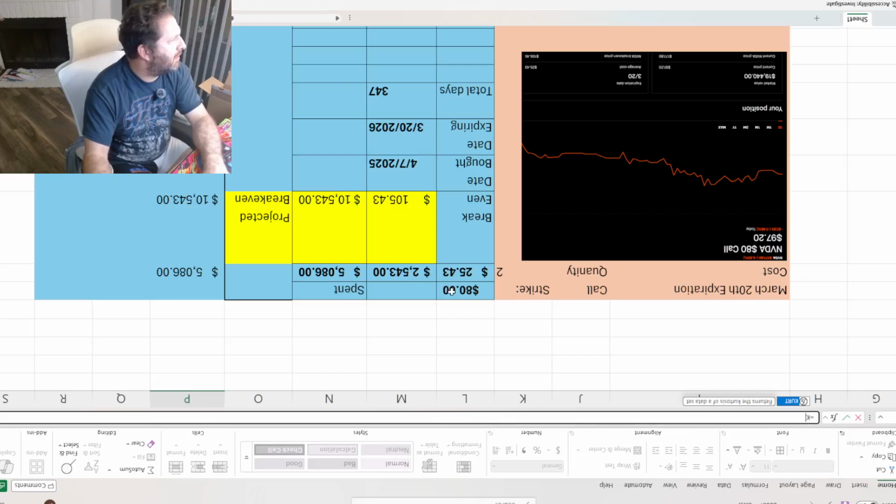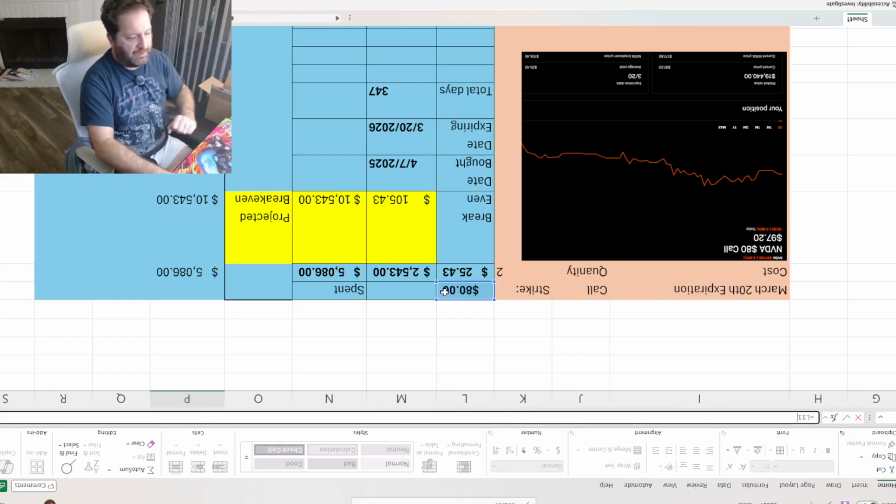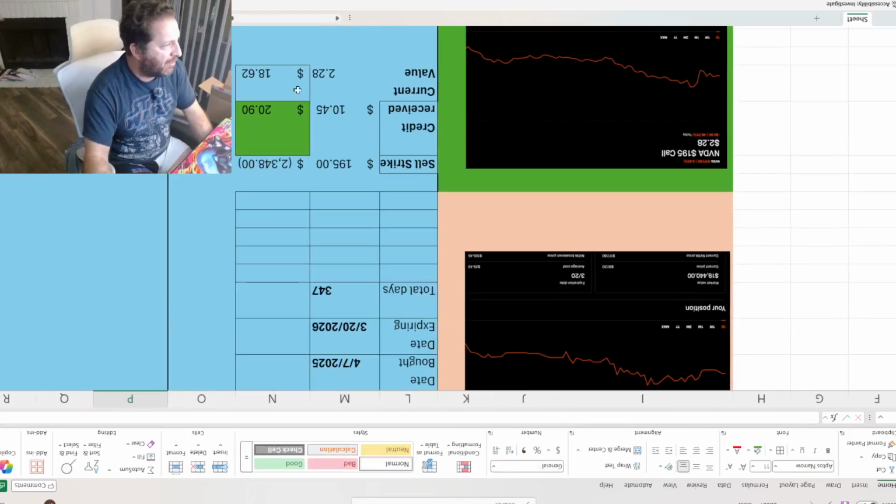This number. L. Okay, so I need this L11. Oh no, yeah, L11. Why does it keep picking that one? Can you just click on it? I would just try to click on it twice. Let me just type it in. L11. Yeah, perfect. Okay. We're going to need that number.